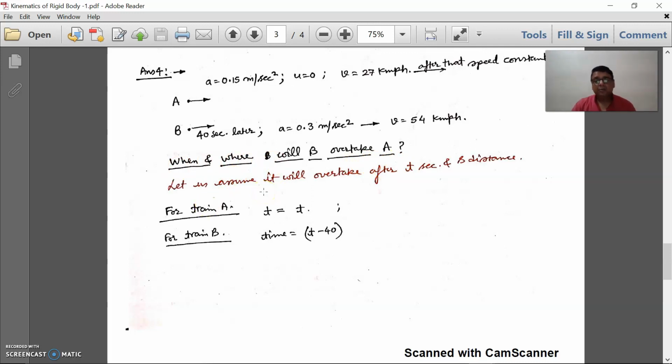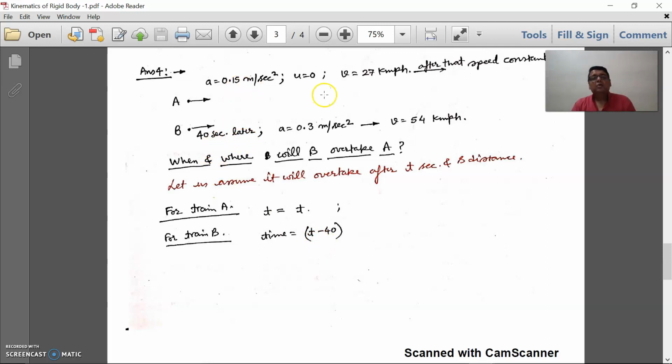One thing is very clear to me. Let us say it will overtake after t seconds, and let us say at s distance. When I say after t seconds, it is with reference to train A. That means for train A the time is t, and for train B the time is t minus 40, because train B left 40 seconds later, right?